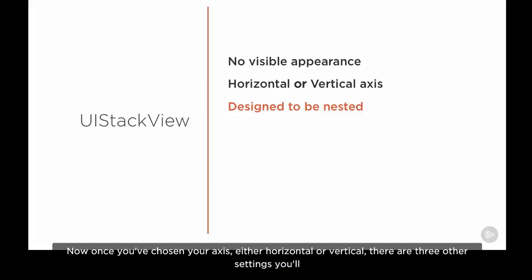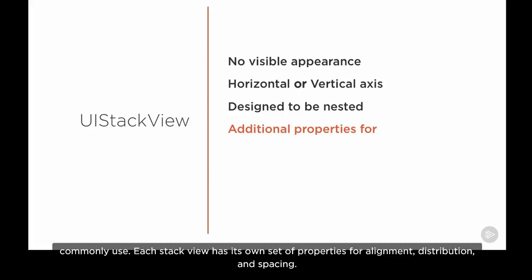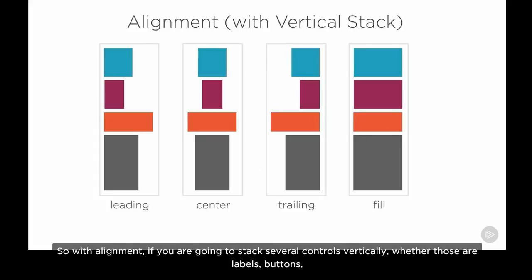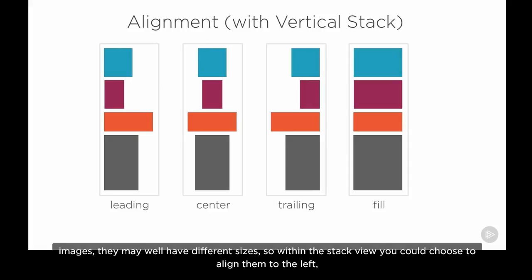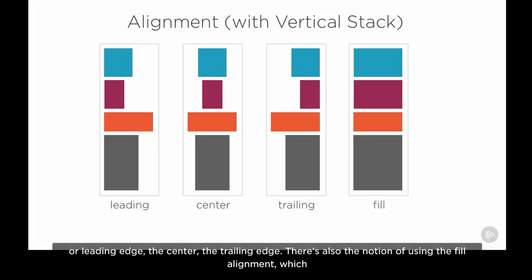Now, once you've chosen your axis, either horizontal or vertical, there are 3 other settings you'll commonly use. Each stack view has its own set of properties for alignment, distribution, and spacing. So with alignment, if you are going to stack several controls vertically, whether those are labels, buttons, images, they may well have different sizes. So within the stack view, you could choose to align them to the left or leading edge, the center, the trailing edge.